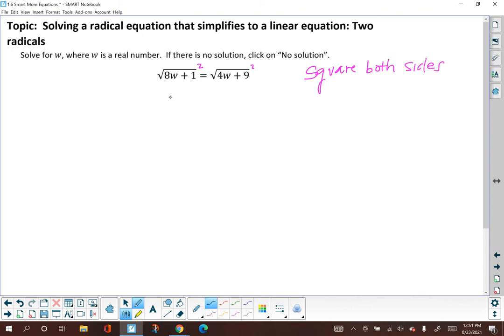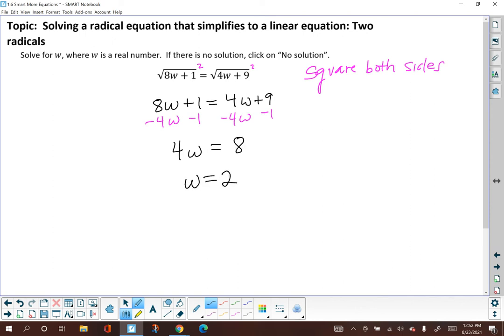And when you square both sides, you end up with the equation 8w plus 1 is equal to 4w plus 9. And that is a pretty simple equation to solve. So I'm going to get my w's together and get my constants on the other side. So we have 4w equals 8, and we divide to get w equals 2.